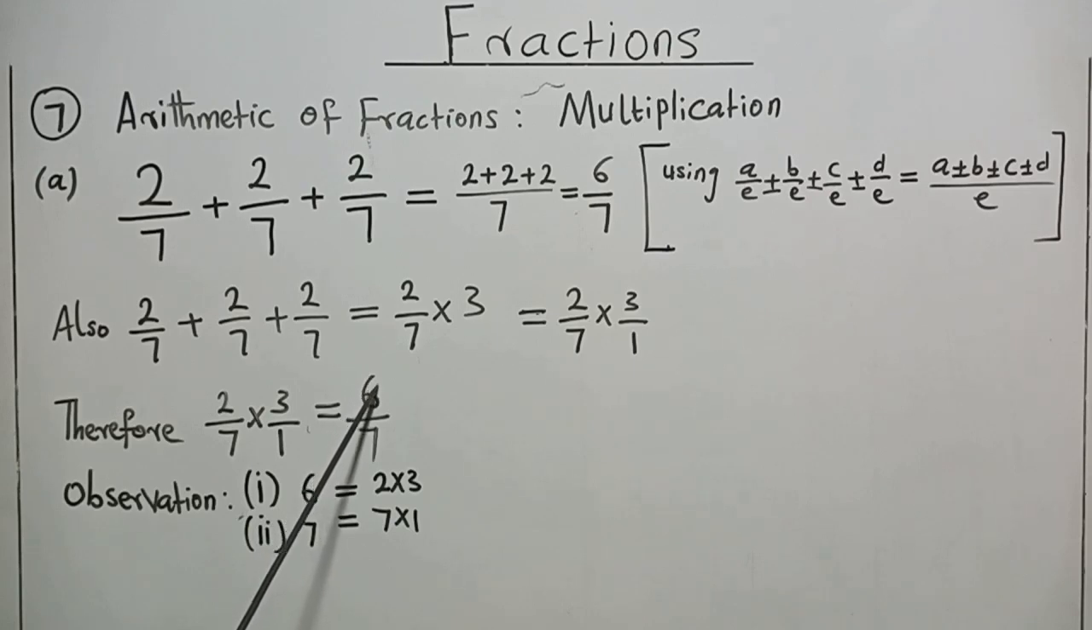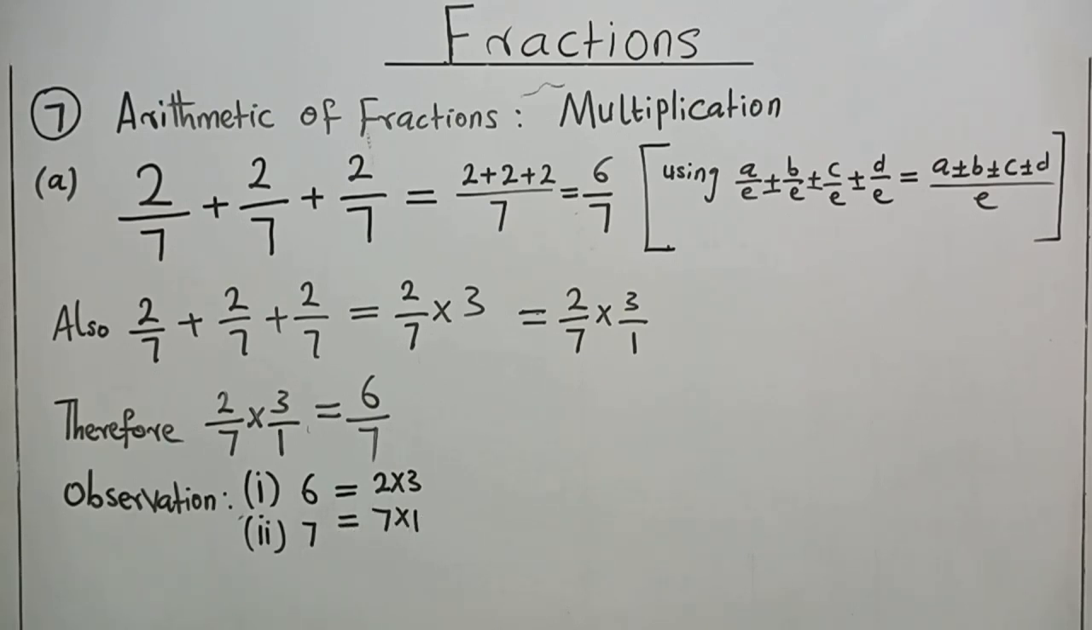This 6 here could have come from saying 2 times 3. That is, 6 is equal to 2 times 3, which means the numerators multiplied to produce 6. What about this 7? It could have come from saying 7 times 1. That is why I said that 7 is equal to 7 times 1.